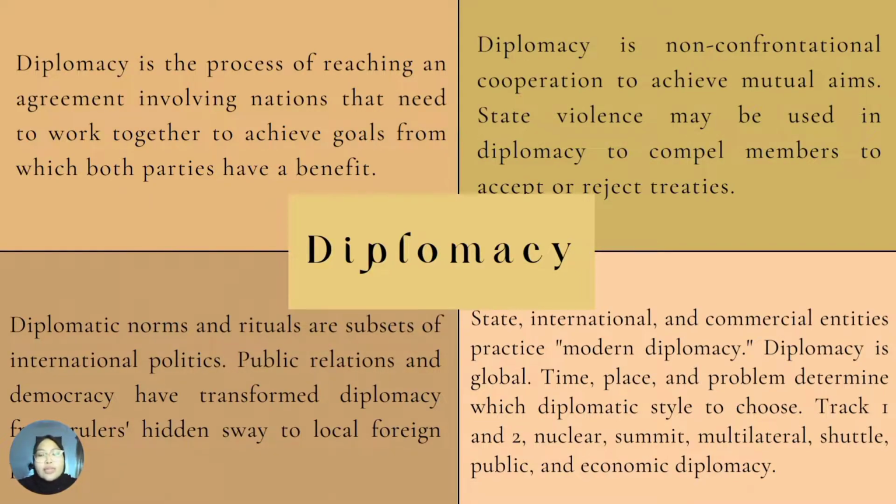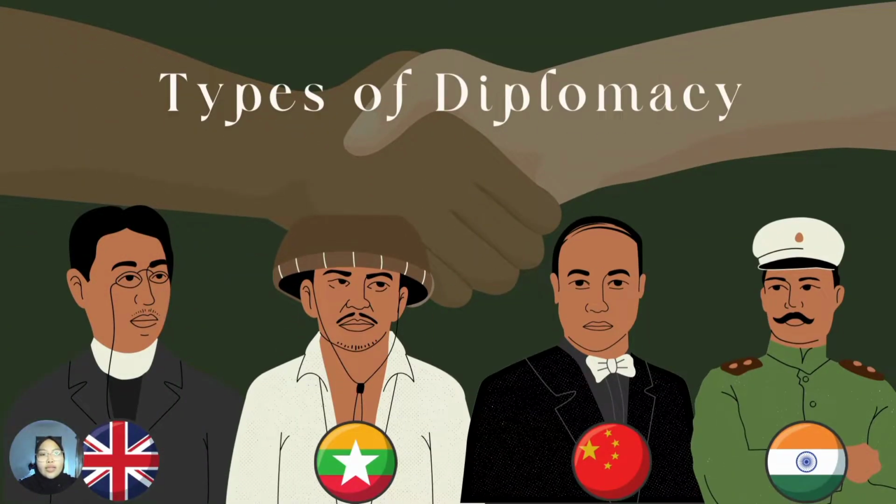Diplomacy is global. Time, place, and problem determine which diplomatic style to choose. For instance, track 1 and 2, nuclear, summit, multilateral, shuttle, public, and economic diplomacy. Next, I welcome Arya to explain the first type of diplomacy, which are track 1 and 2 diplomacies.